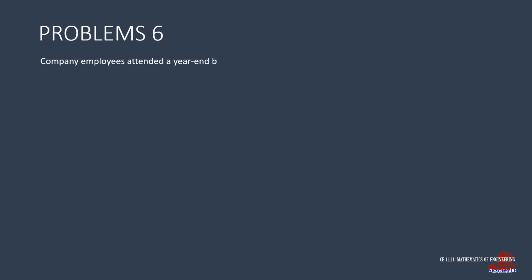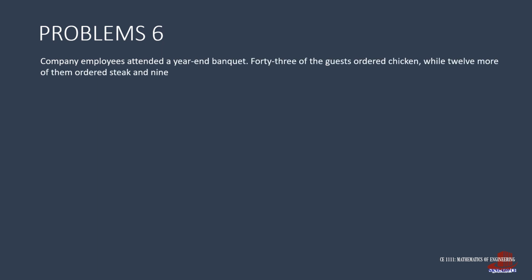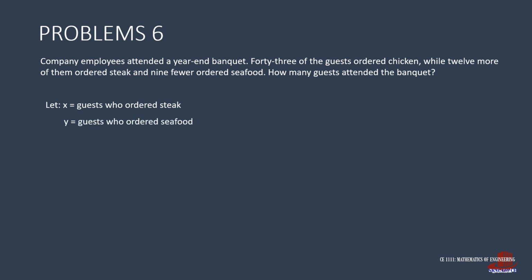The sixth problem states, company employees attended the year-end banquet. 43 of the guests ordered chicken, while 12 more of them ordered steak, and 9 fewer ordered seafood. How many guests attended the banquet? There are 3 parameters involved. However, guests who ordered chicken is already known to be 43. Those who ordered steak is assigned as x, and those who ordered seafood is made y.